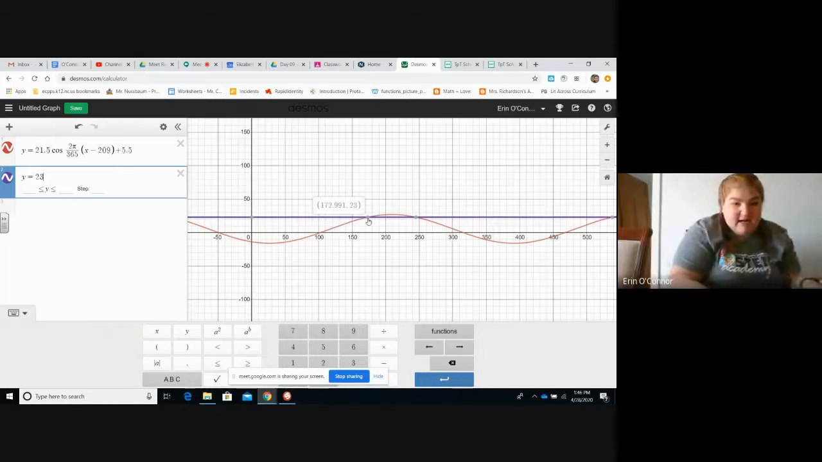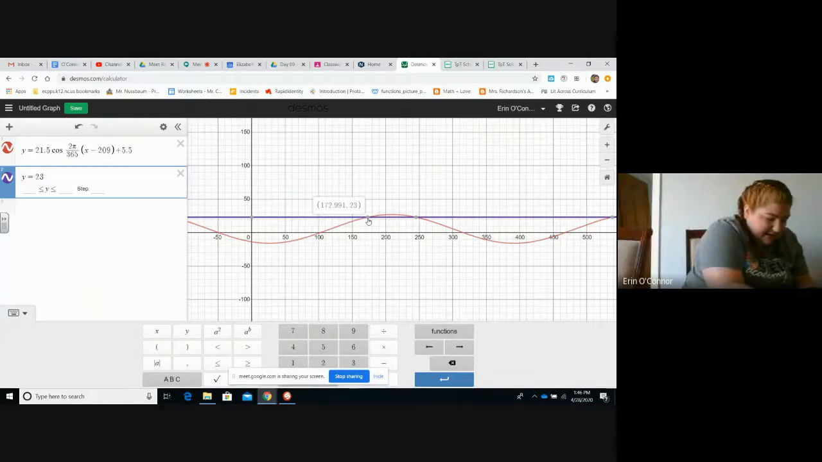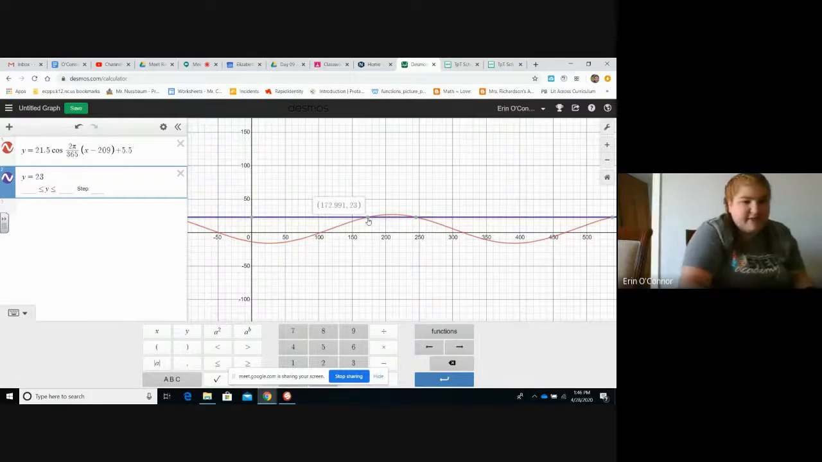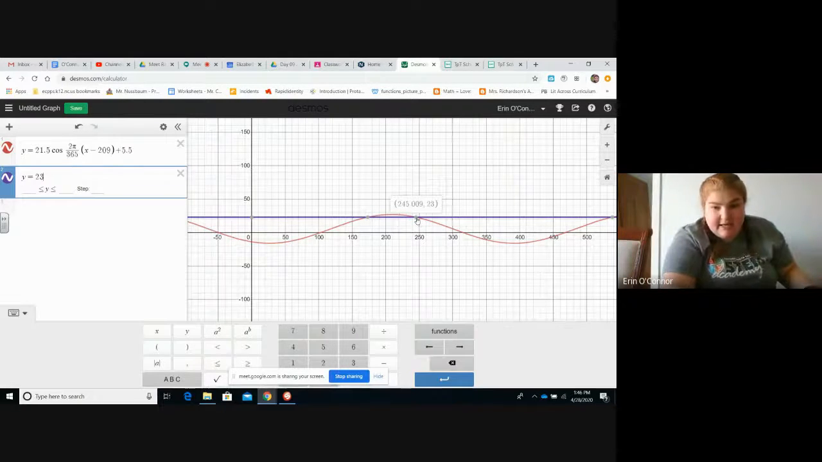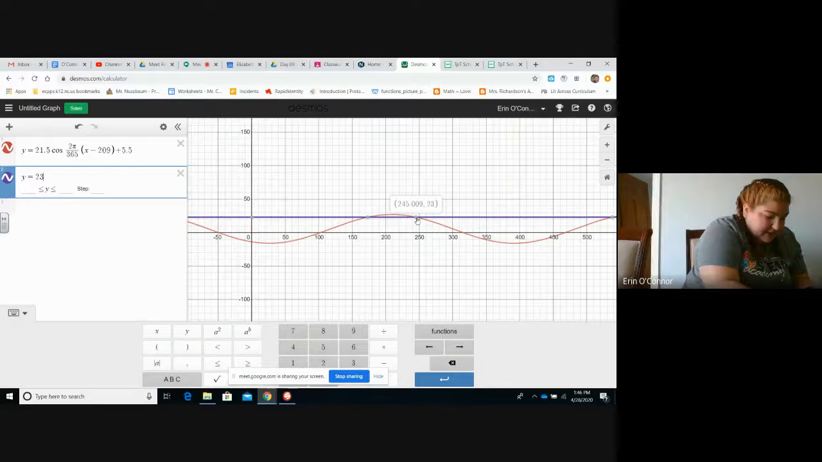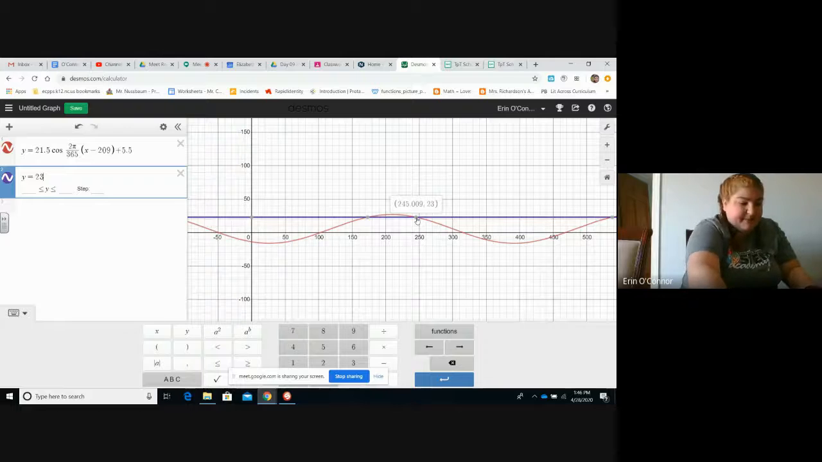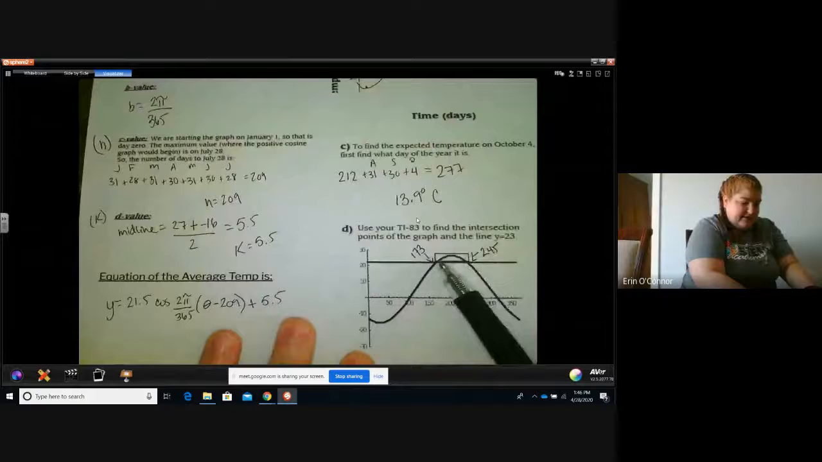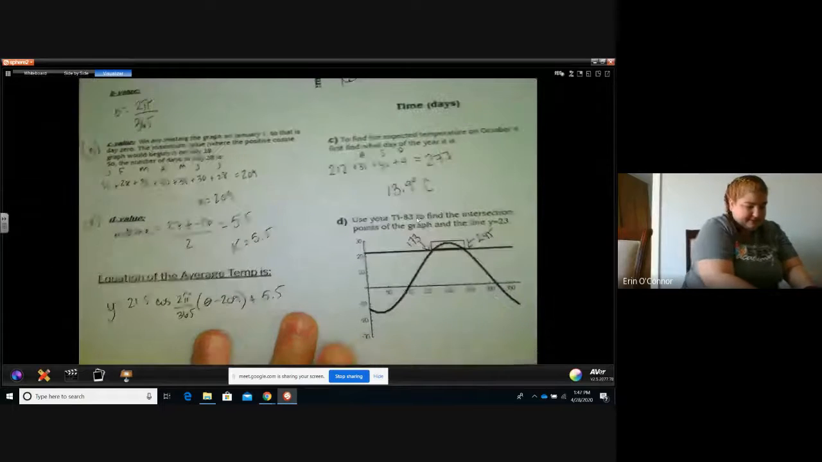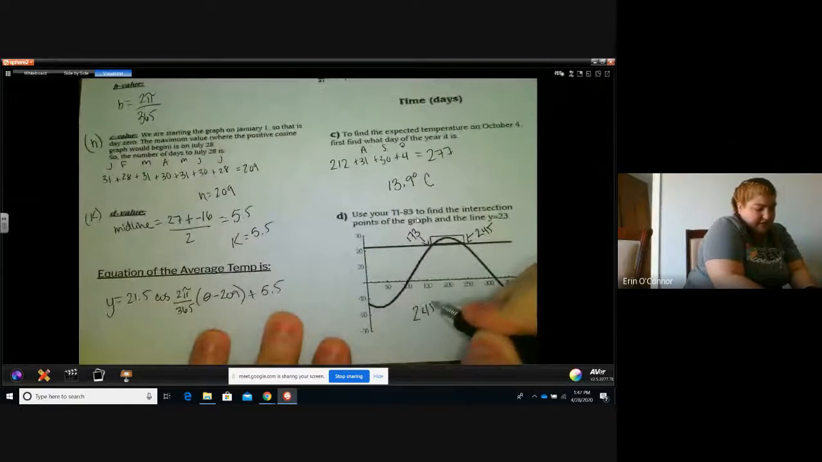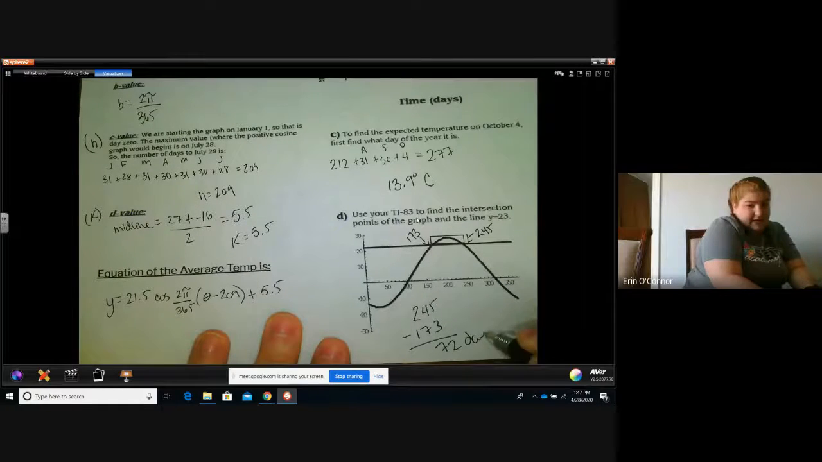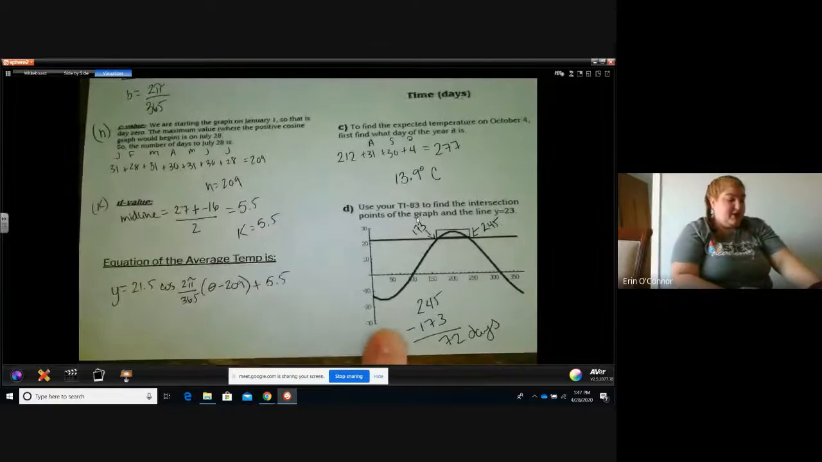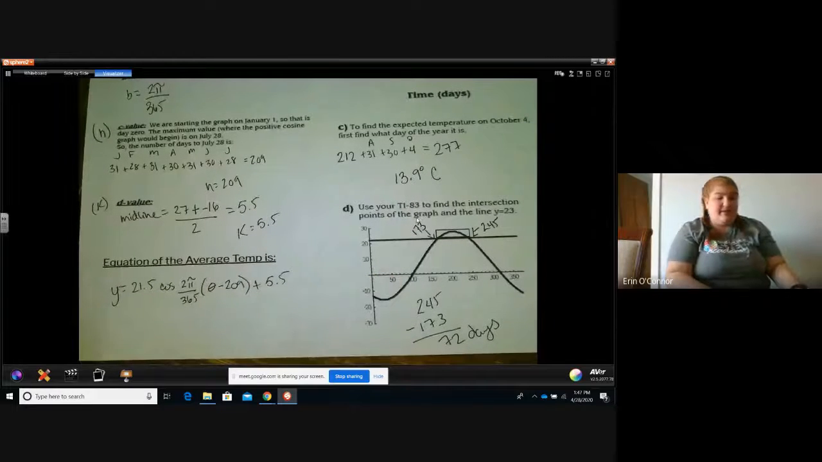And that's at 173 days. We're going to round. 173 days and at 245 days. So between the 173rd day and the 245th day, all of this is above 23 degrees Celsius. So how many days is that? Well, 245 minus 173 gives us 72 days. There are 72 days where the temperature is higher than 23 degrees Celsius.